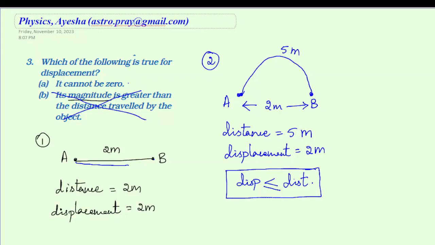Can it be 0? As I discussed in the first problem, yes, it can be 0. Option A is the right option. So the displacement can be 0, but it cannot be greater than the distance travelled by an object.